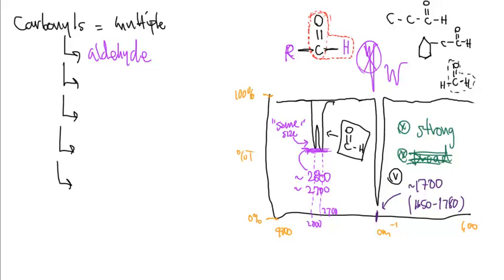Okay? So that's our first carbonyl family, aldehyde. C double bond O H. In the next video, we'll talk about our next carbonyl and figure out what those will look like. Make you some index cards.